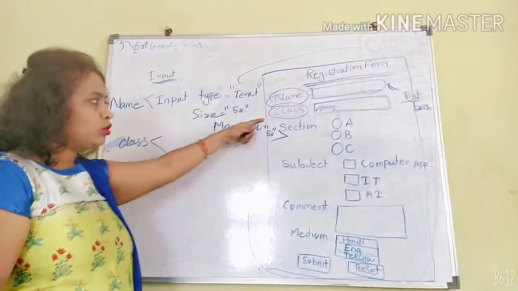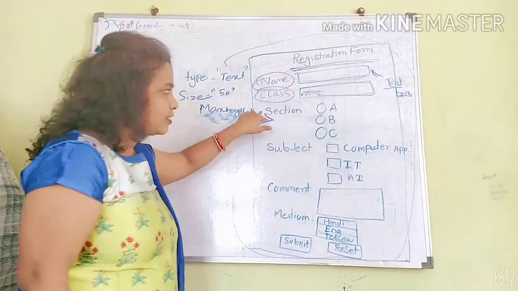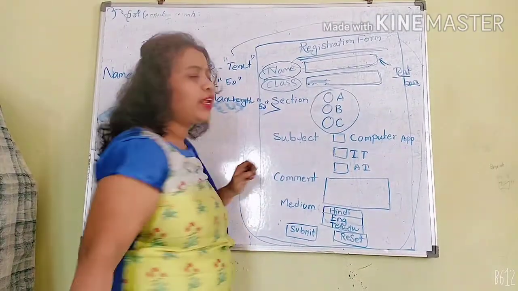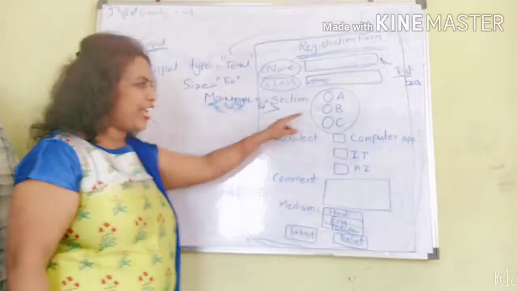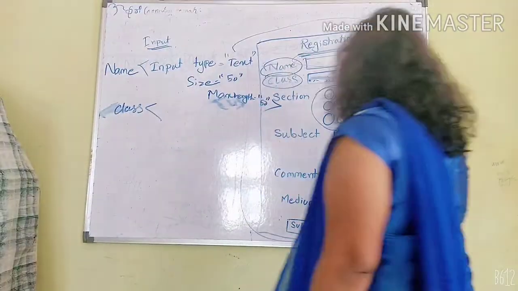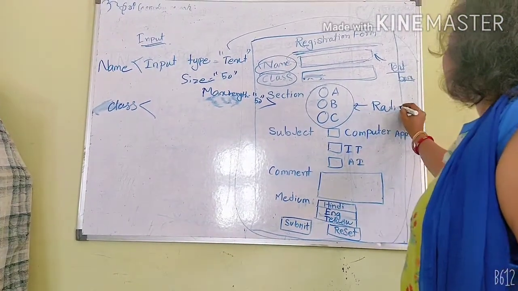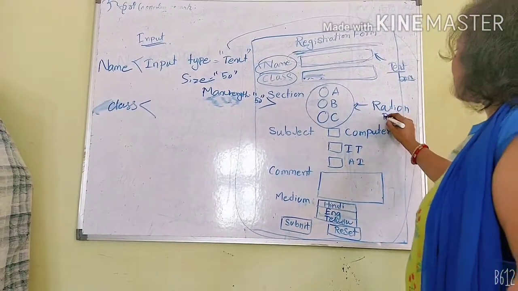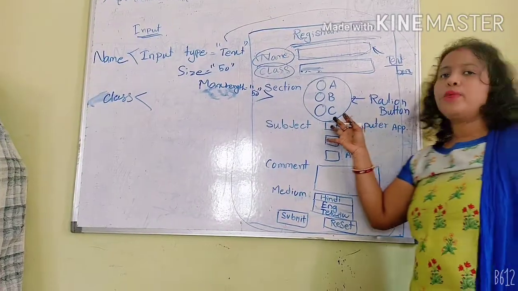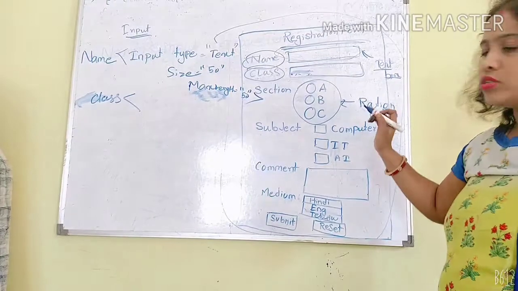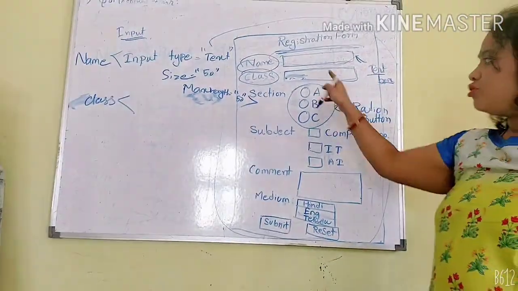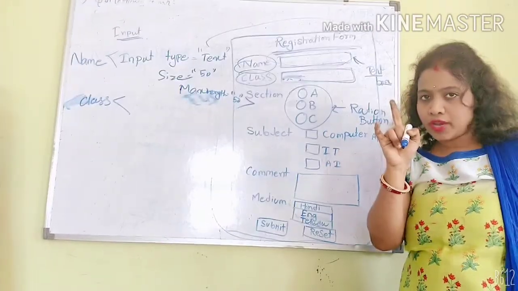Clear? Now come to the next topic, the next section, that is the section. Here you're watching three controls, or we can say circles. Mainly these circles are known as radio buttons. What is the main importance of the radio button? The radio button is used for a single selection. That means at a time you can choose only one section.